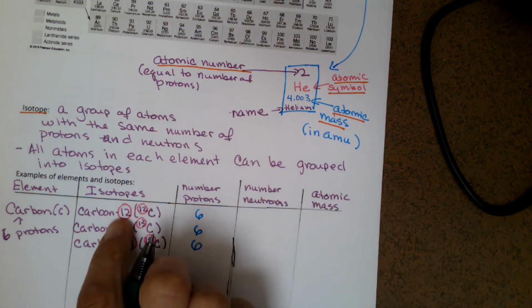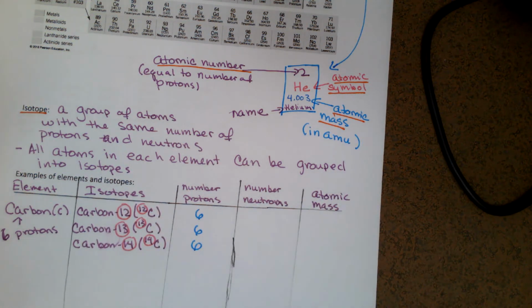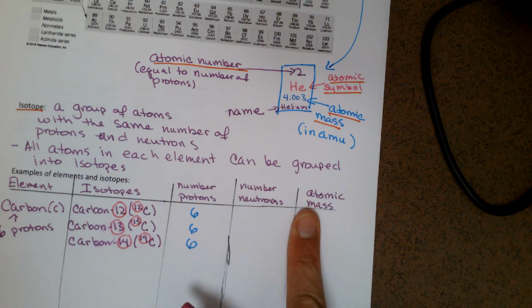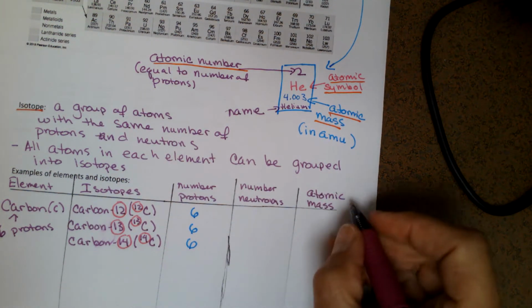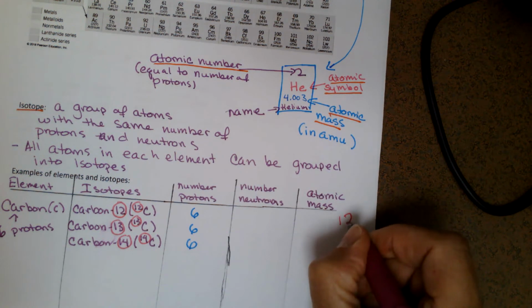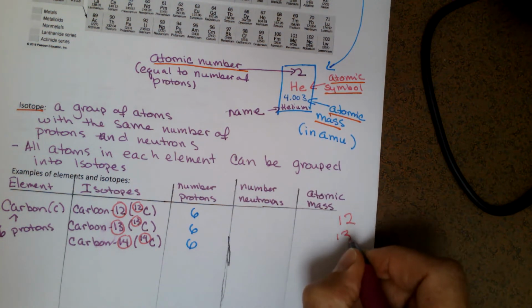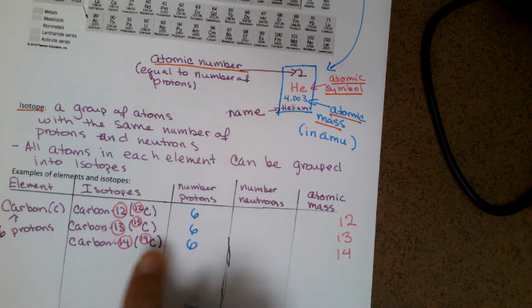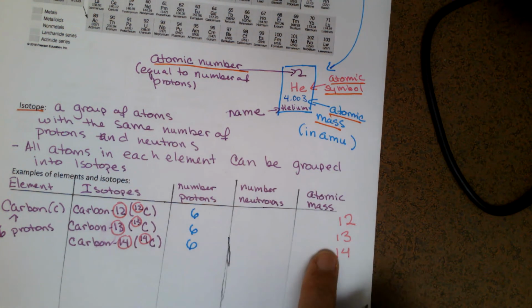So this number up here is the atomic mass. I'm just going to stick my finger over here. We're going to leave a little space over here. And so my atomic mass here is 12. My atomic mass here is 13. My atomic mass here is 14. So pink to pink, that's making that connection over there.